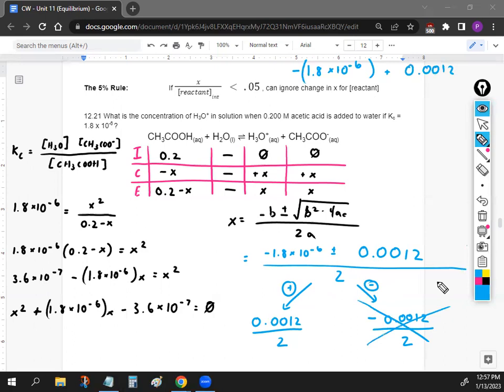And so your final answer for X, if I have space, X is going to be equal to basically around 6 times 10 to the negative 4, something like that. Okay.